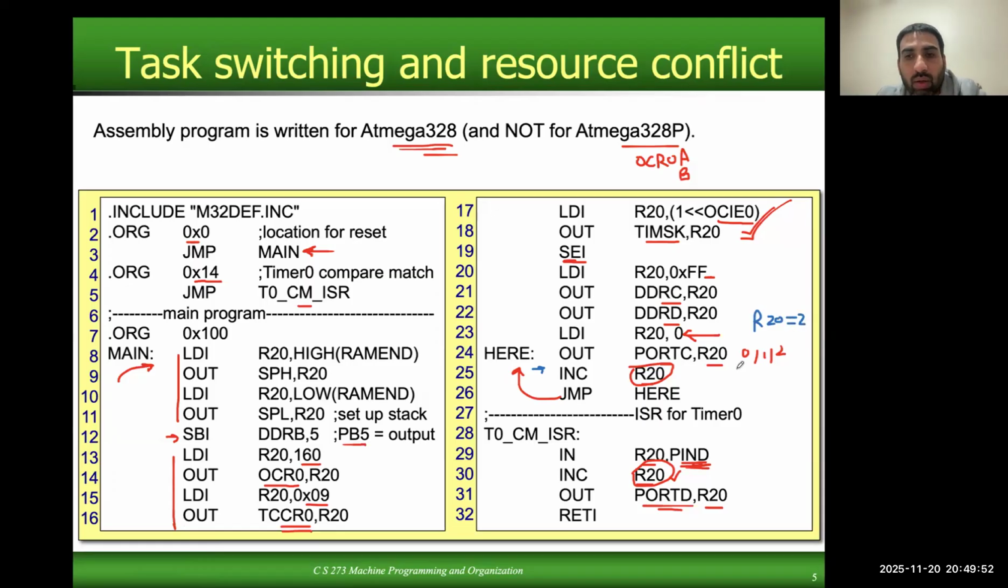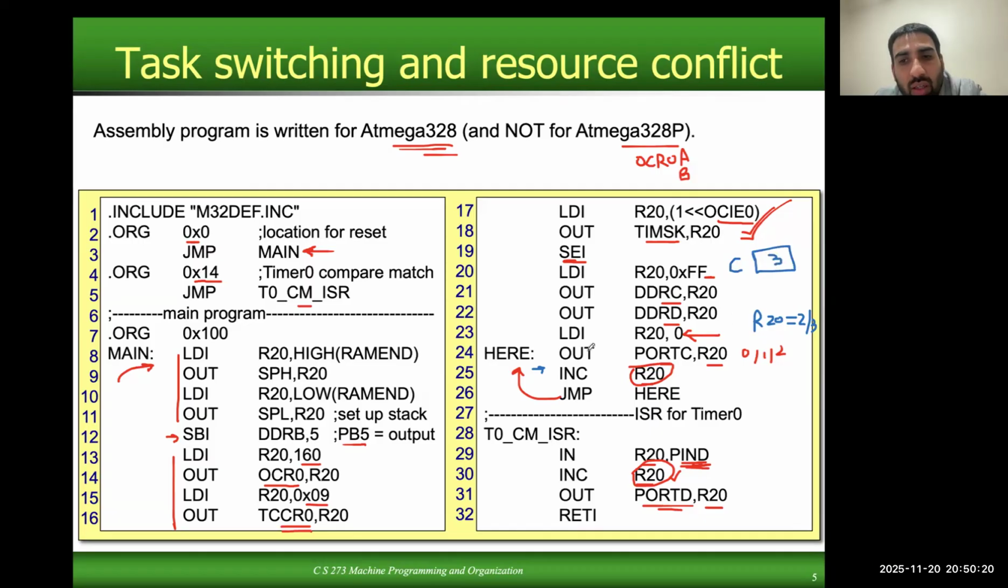Now R20 is incremented and it becomes 3, right? Then you go back here, you are saying jump, and you display on port C the value of R20, which is 3. I am showing this block to indicate port C. So on port C you display 3, right? Next time, what should display on port C after this one?